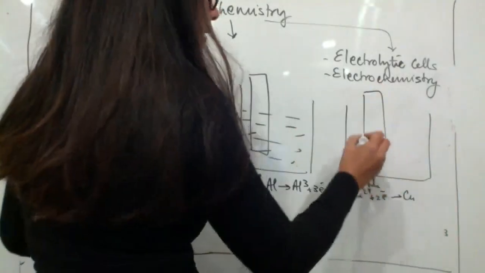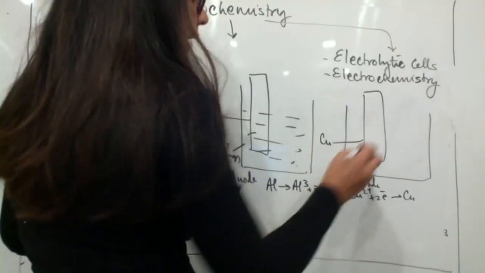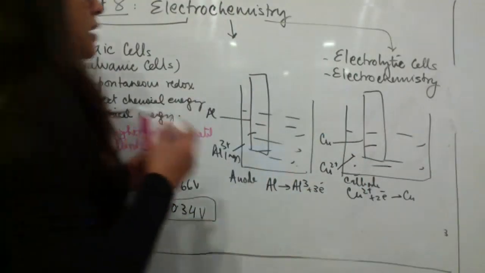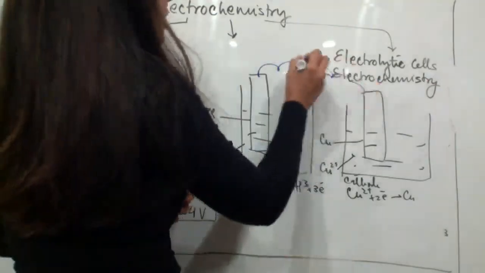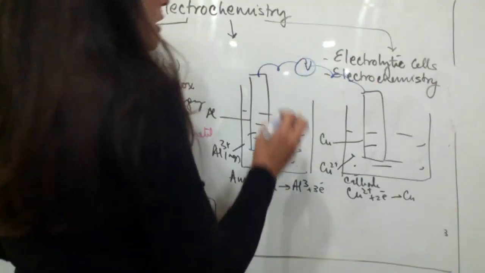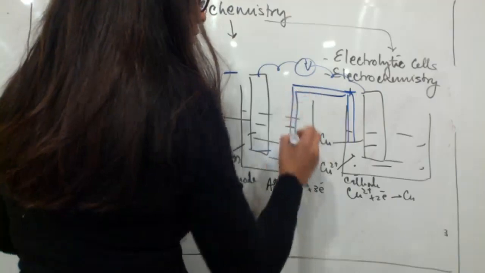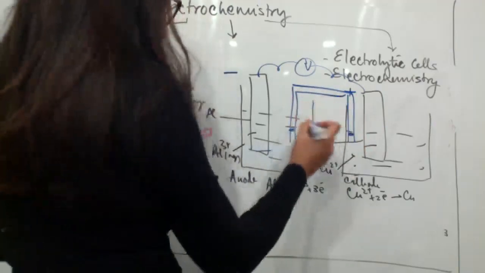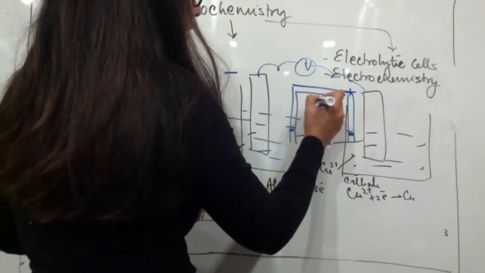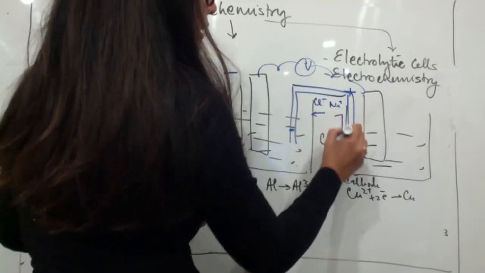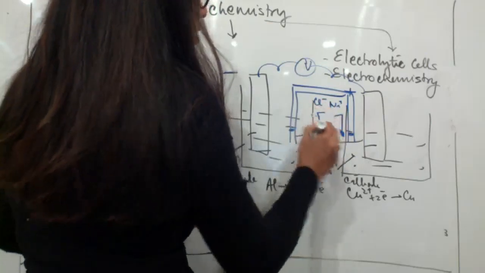Here we will have a copper cathode dipped in a Cu2+ solution. In between, they will be connected maybe through a voltmeter. The anode will have a negative sign, and the cathode will have a positive sign. And you have a salt bridge where the anions like Cl- will go towards this chamber and the sodium ion will go towards this chamber.